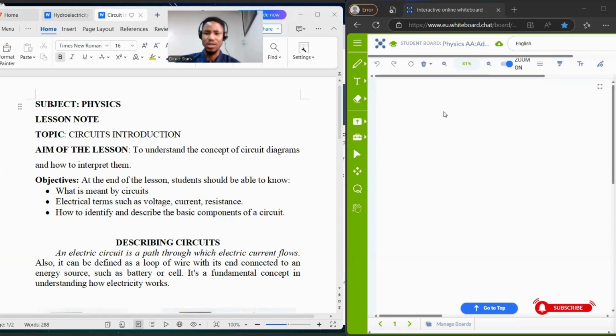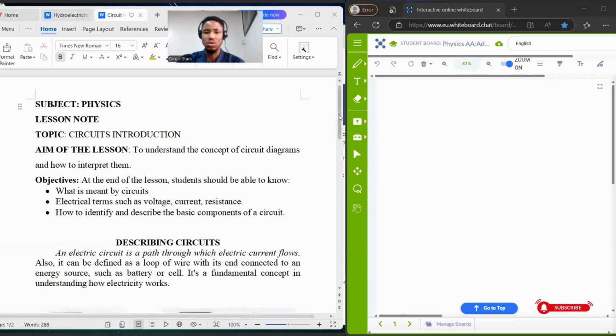So, describing a circuit, in the first place, what do we mean by the word circuit? Now, an electric circuit is a path through which electric current flows. Any path through which electric current flows, that's what we call a circuit. It can also be defined as a loop of wire with its ends connected to an energy source. Charging your phone, yes, they are all circuits, because it's the fundamental concept in understanding how electricity works. So, any path in which electric current flows is what we call a circuit.